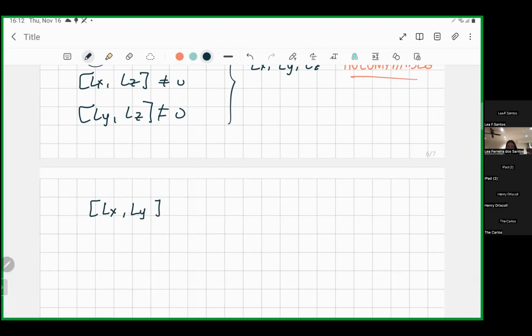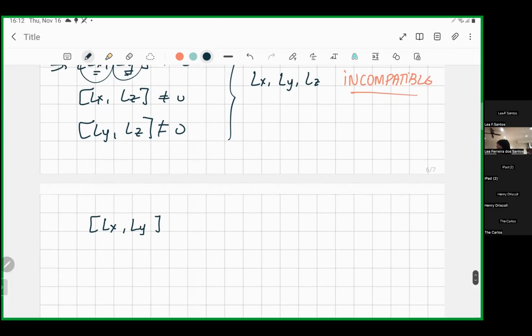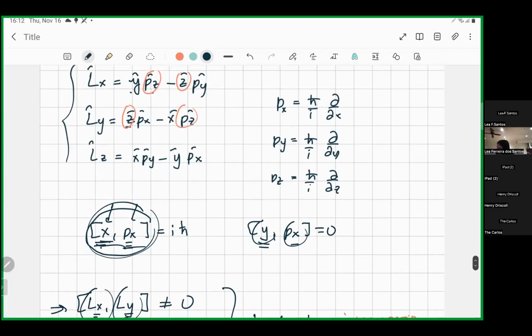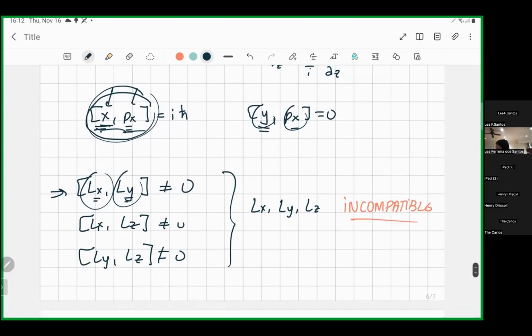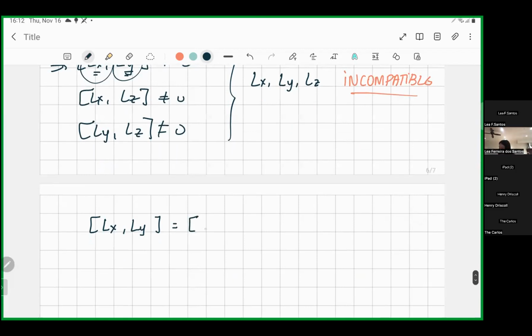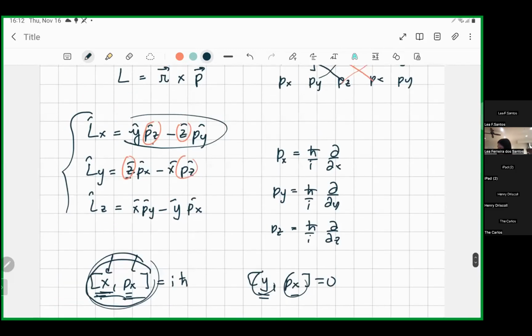You see that I'm not putting the hats because it takes too long, cumbersome to write, but if you want, you can put the hats. We are talking about operators, no? Okay, so let me just copy what Lx is. Lx is up here. So I'm going to copy this Lx here. It has the y and the pz, all operators, minus z and the py. Okay. How about the Ly? The Ly is the z px minus x pz. I just copied what we had above here.